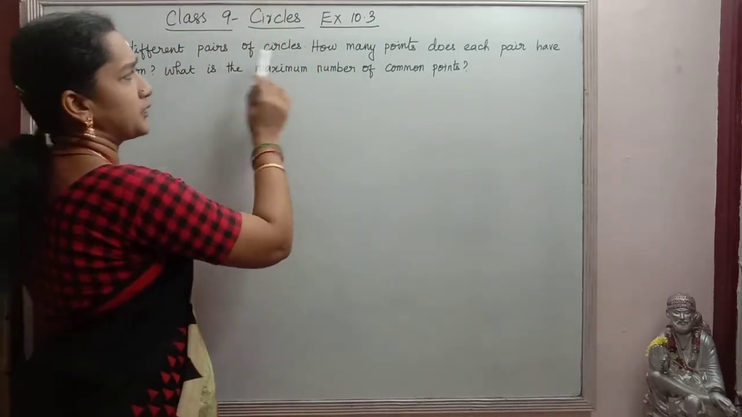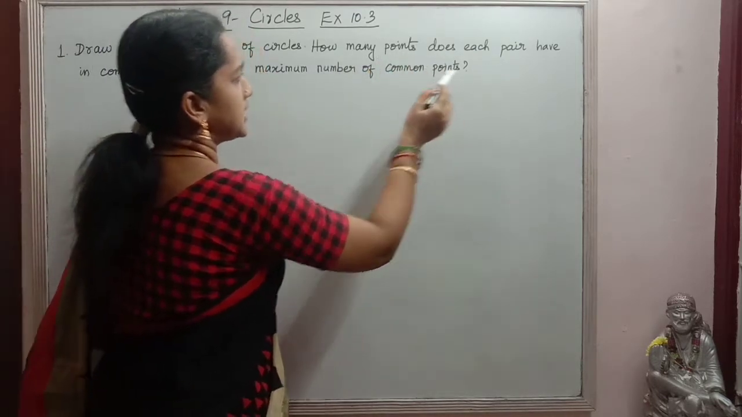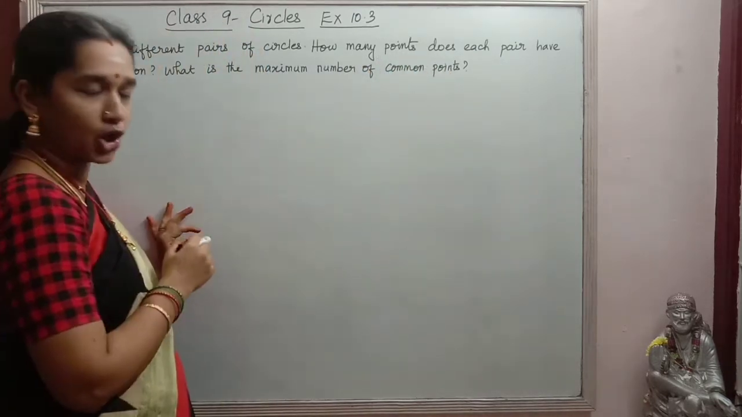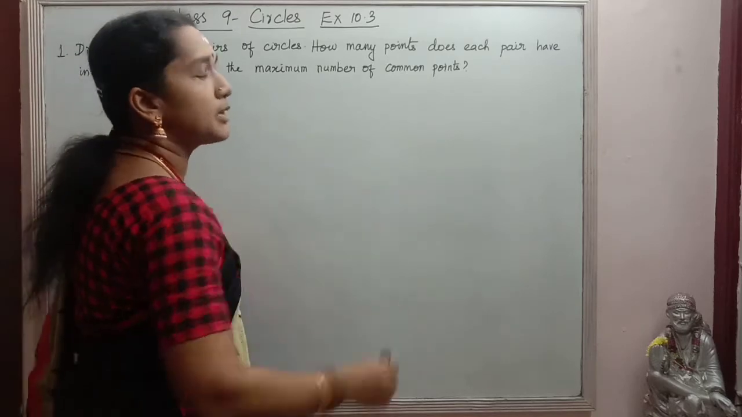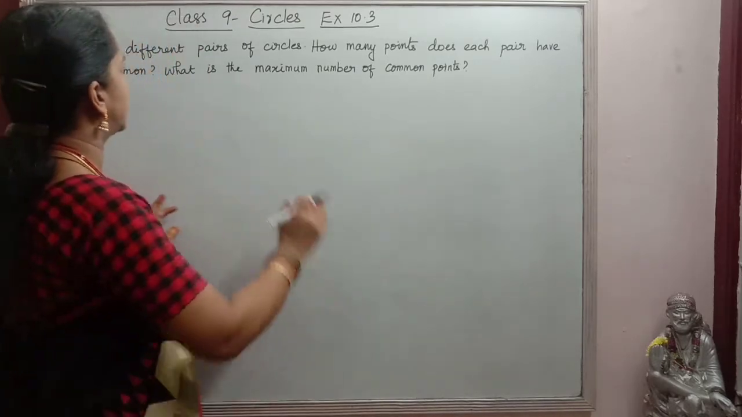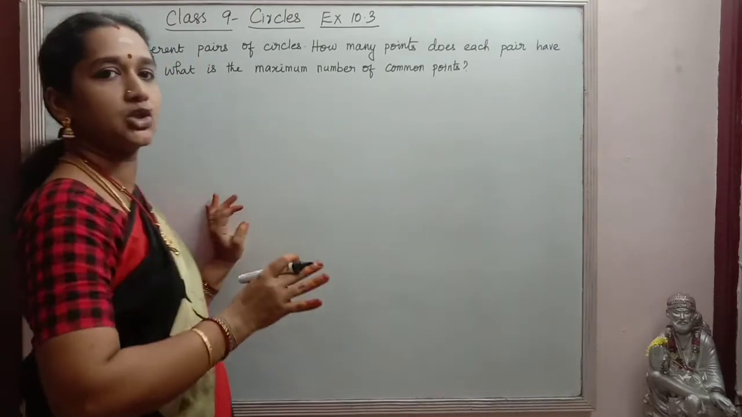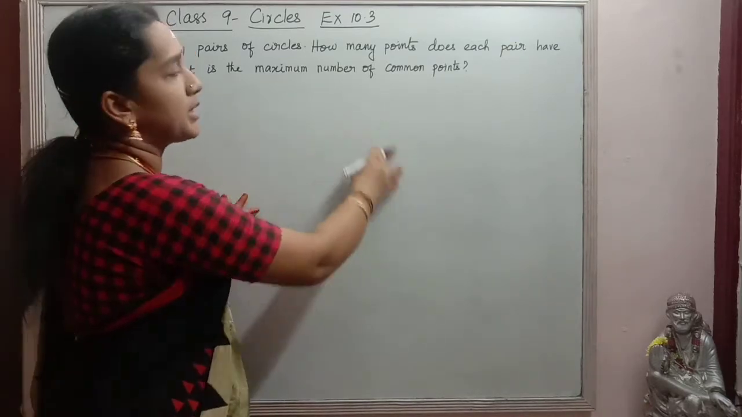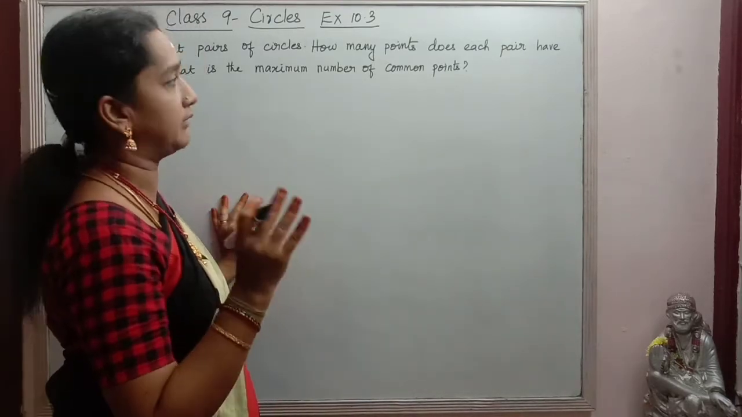Draw different pairs of circles. How many points does each pair have in common? What is the maximum number of common points? So this is the question given. So we are asked to find the maximum number of common points circles have.